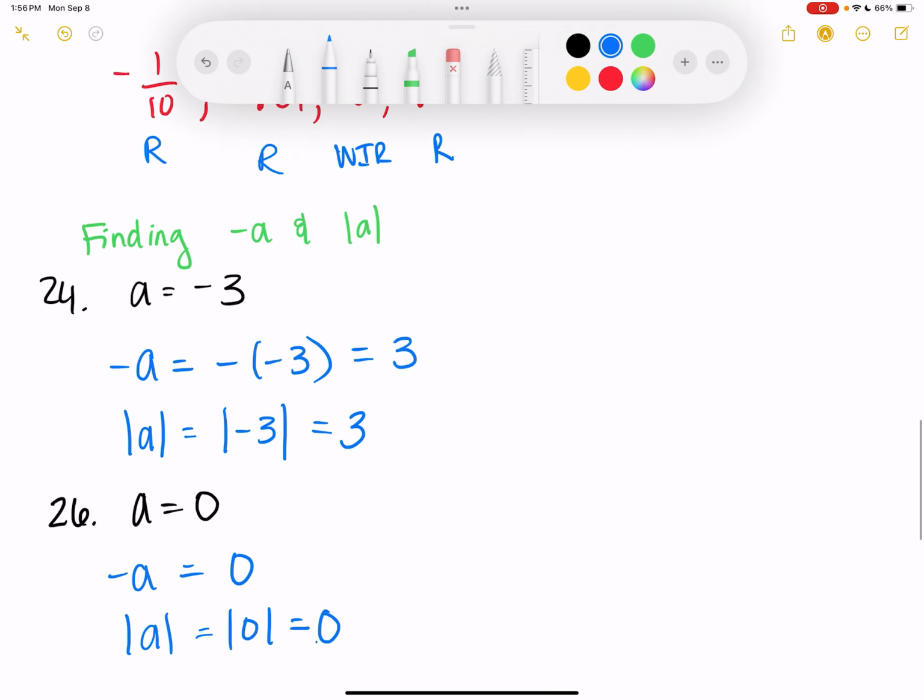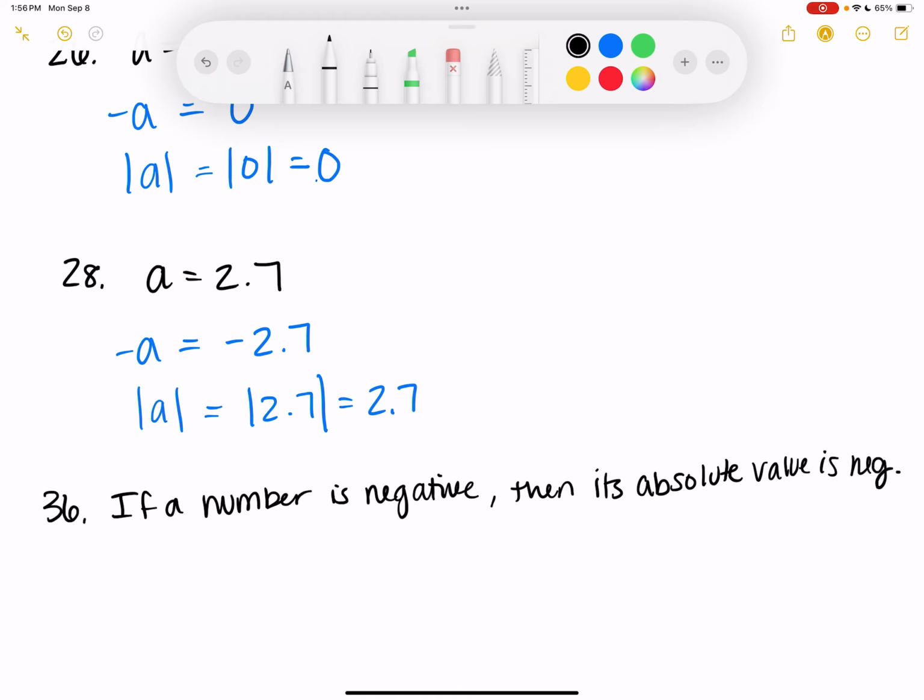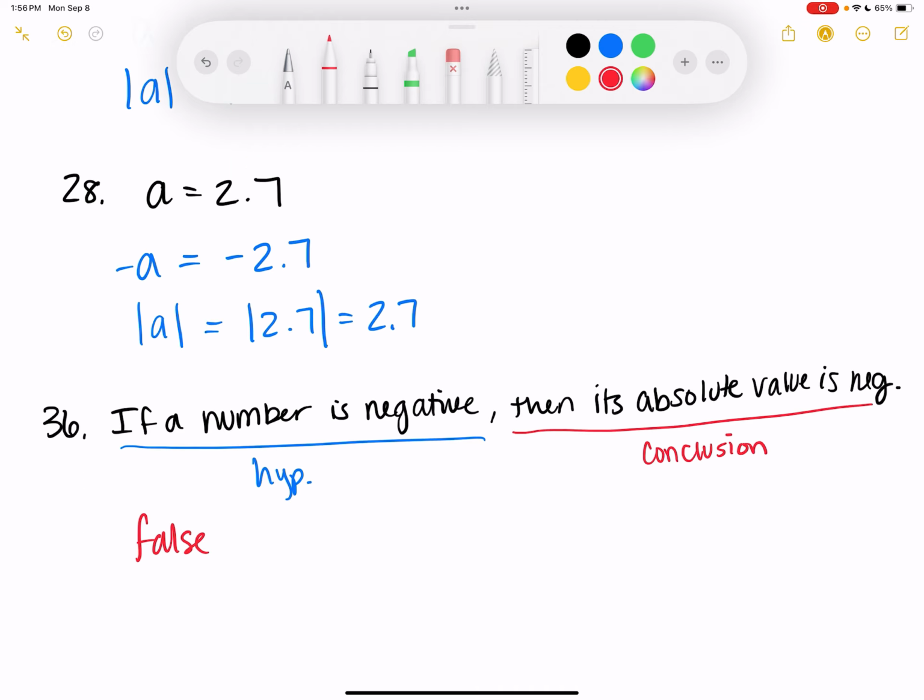So 36, if a number is negative, then its absolute value is negative. Just going to abbreviate it. All right, so my hypothesis is if a number is negative, and a lot of times I just do HYP for hypothesis, then the conclusion is then its absolute value is negative. Is that true? No. Okay, so this is false. So we need a counterexample to show. So I would say do something like the absolute value of -4 is equal to +4, and that would show that this is false. Okay.